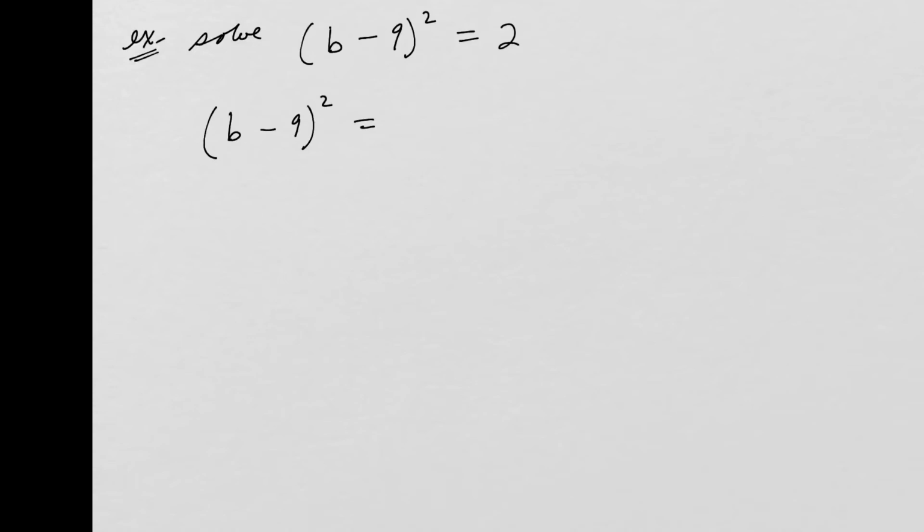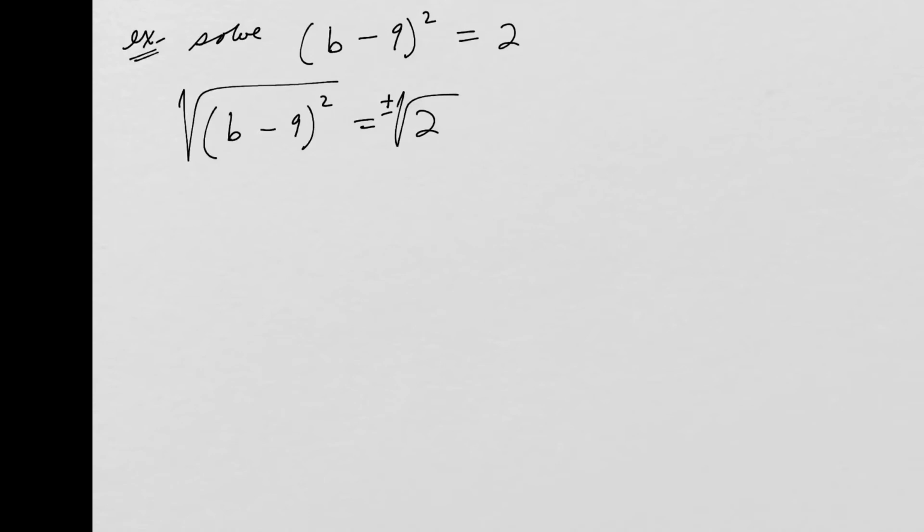What if I have this? If I want to solve b minus 9 squared is equal to 2. Okay, so actually I kind of have the squared term isolated. So I can use the square root property, right? Immediately I can take the square root of both sides. But remember, this is plus or minus.